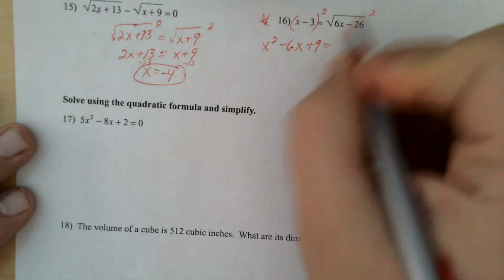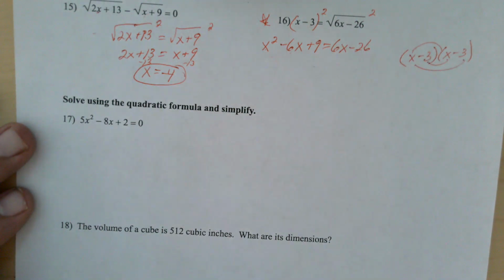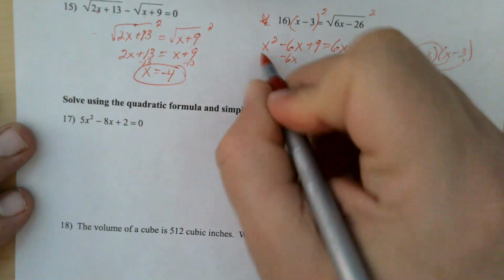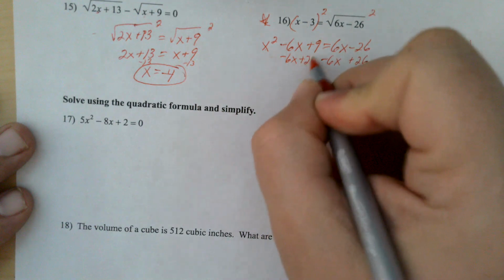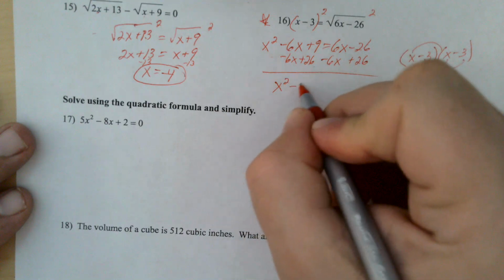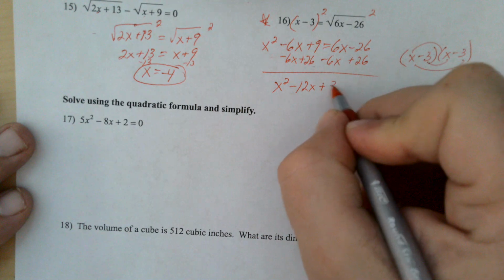This side, the radical just drops. So you are left with a quadratic equation, and hopefully you know how to solve a quadratic equation by now. You are going to get 0 on one side. So I'm going to keep my x squared positive, and I'm going to hopefully have an easy problem to factor. So x squared minus 12x, and that's going to be, what is that, a 35.